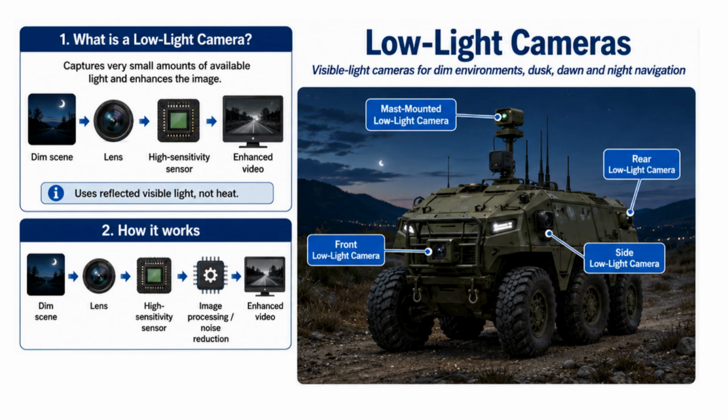These cameras are useful during dusk, dawn, moonlight, inside tunnels, warehouses, shaded areas, and other dim environments. However, they still need some available light. In complete darkness, they normally require infrared illumination or support from a thermal camera. For UGVs, low-light cameras provide a familiar visual view for safer night navigation and observation.